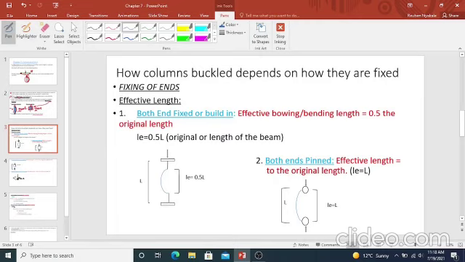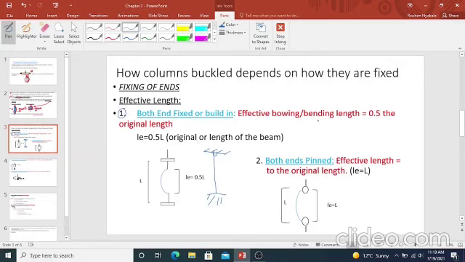Fixing of the ends. Now, number one, both ends fixed or built in, né? Meaning both ends are being fixed. You can have the fixing in this way. This gives you the picture that these beams are being fixed on the wall. Both ends, they are being fixed.